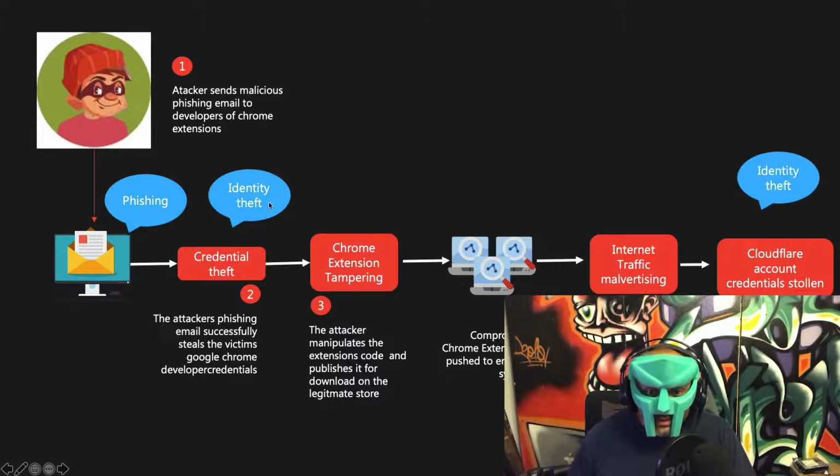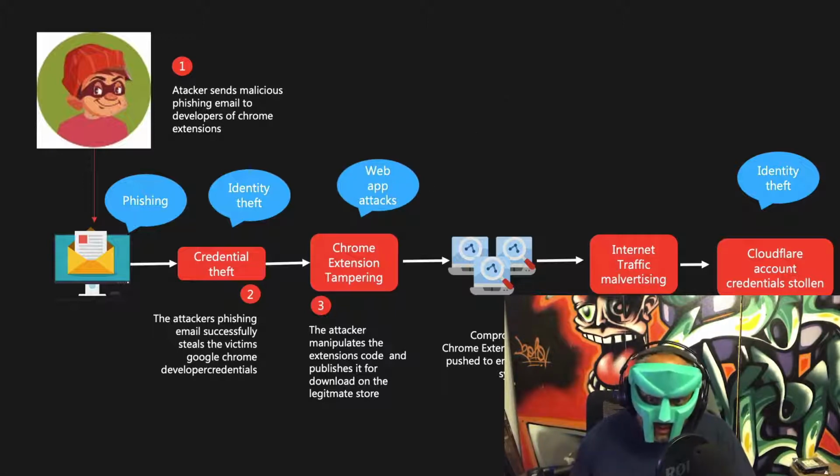We then move on to identity theft. It happened twice here. The identity theft happened to the developer in terms of getting his Google Chrome developer credentials, as well as the end user of the extension in terms of getting their Cloudflare account credentials. So when it comes to identity theft, users should use long, complex, unique and secure passwords, as well as two-factor authentication whenever possible.